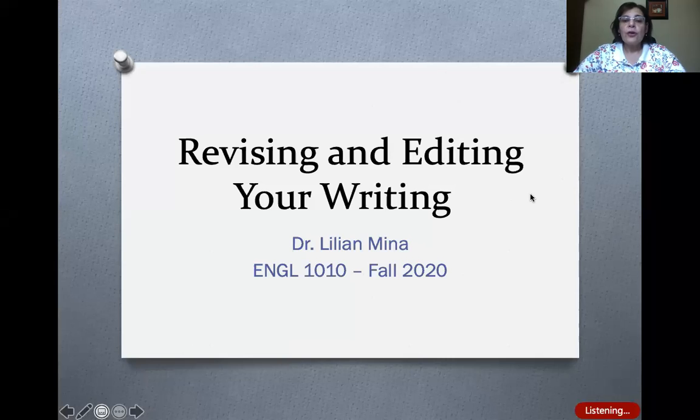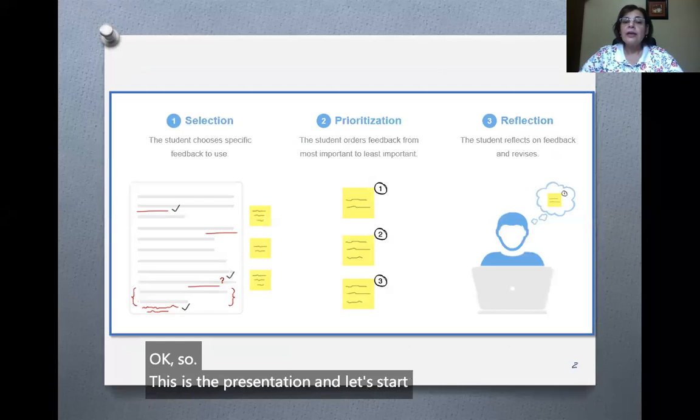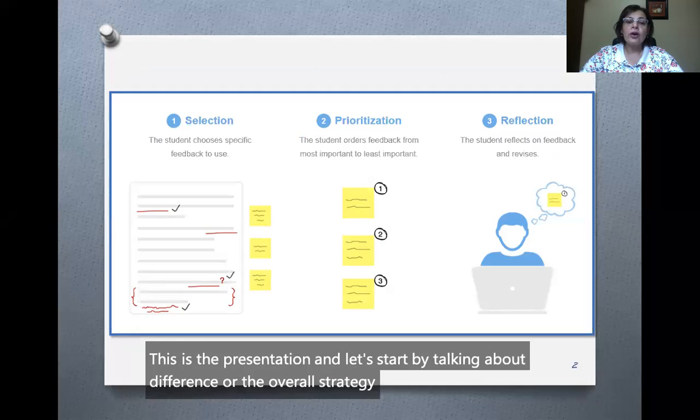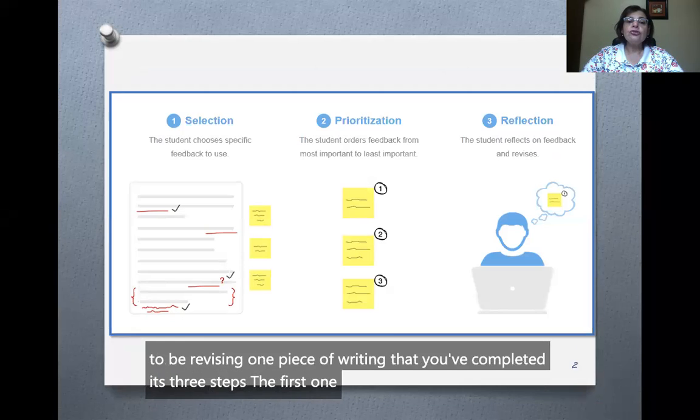Okay, so this is the presentation, and let's start by talking about the overall strategy that I'd like you to consider every time you are supposed to be revising one piece of writing that you've completed. It's 3 steps. The first one is selection. So you choose specific feedback to use.